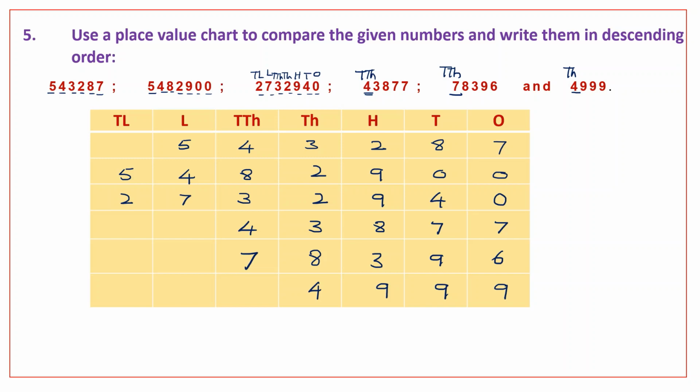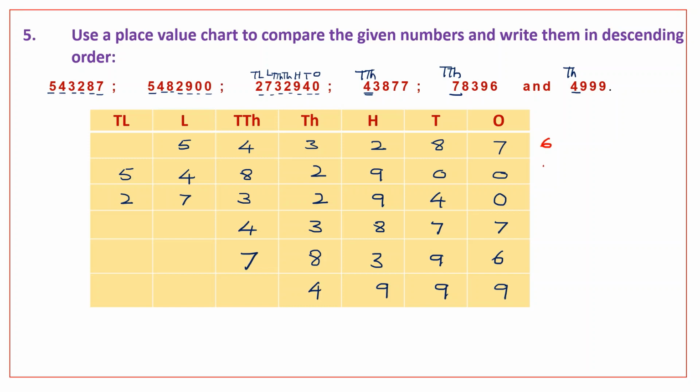Now we have to compare the numbers. Now the first thing to do while comparing numbers is to count the number of digits. So let's count the number of digits. So for the first number, 1, 2, 3, 4, 5, 6. There are 6 digits. So let's write down here. There are 6 digits. Next number, 1, 2, 3, 4, 5, 6, 7 digits.